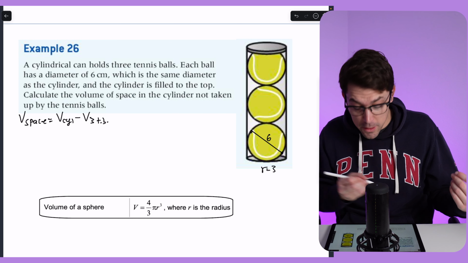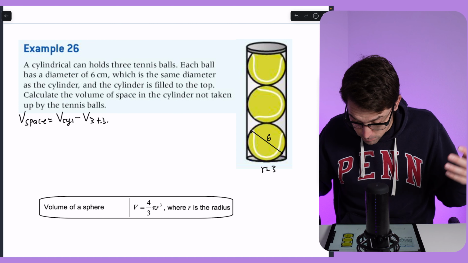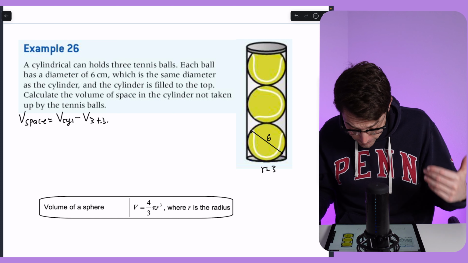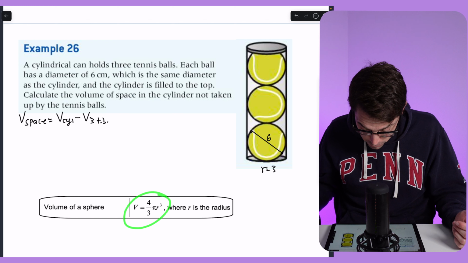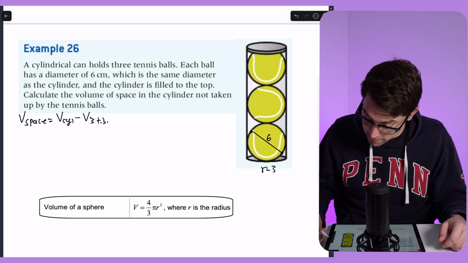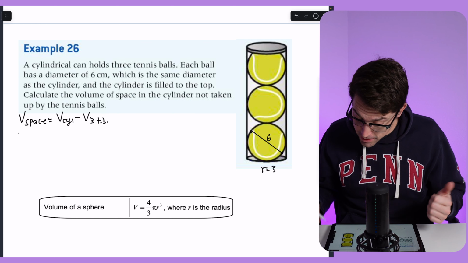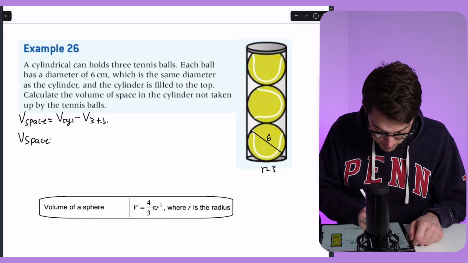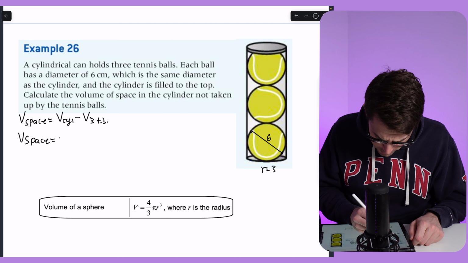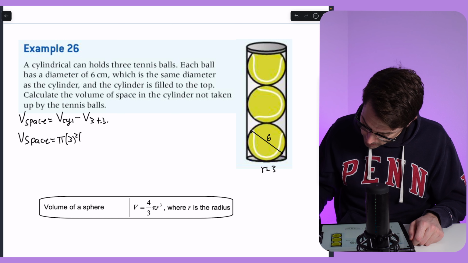All right, so now that we know what our equation is to figure out the volume that we're being asked for, let's go ahead and use our new formula here, the fact that the volume of a sphere is 4/3 pi r cubed. And we already know what the volume of a cylinder is. It's the area of the base, which is pi r squared times the height. And let's go ahead and solve for this. So the volume of the space is going to be equal to the volume of the cylinder. So that was pi r squared, 3 squared, times the height.